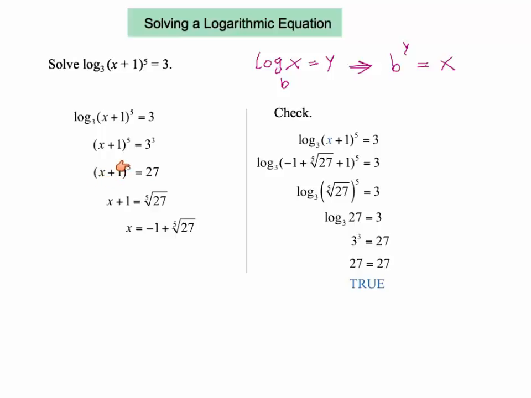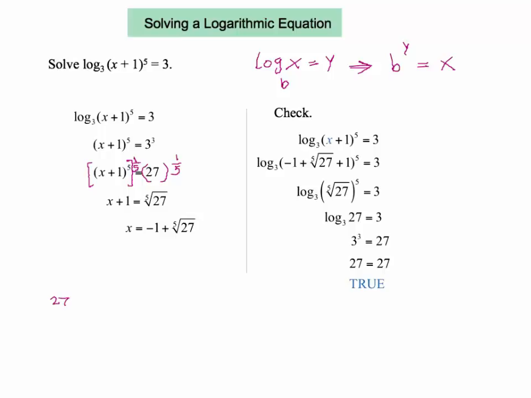In order to solve for x, I need to eliminate this exponent 5. If I raise both of these sides to the power of 1 over 5, then I can reduce this 5, or take a 5th root of that. So if I raise both sides of this equation to the power of 1 over 5, that 1 over 5 and 5 reduces to 1. This would be 1 over 5.